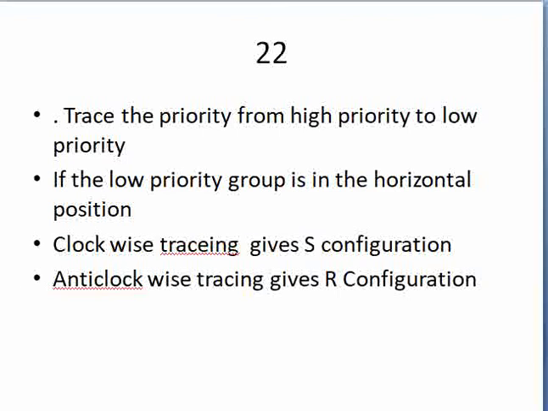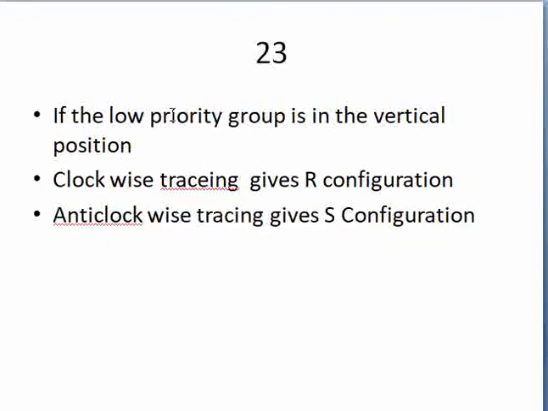The next one: if the lowest priority group is in the vertical position, clockwise tracing gives the R configuration and anti-clockwise tracing gives the S configuration.